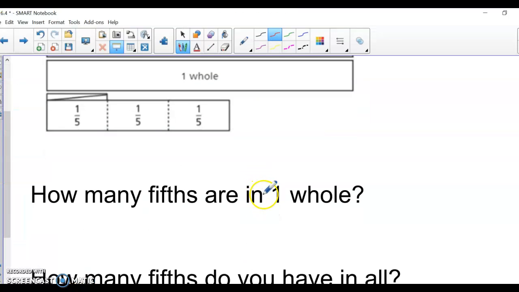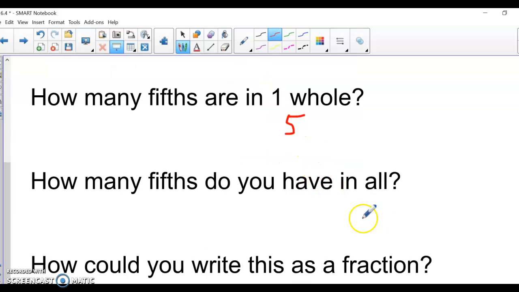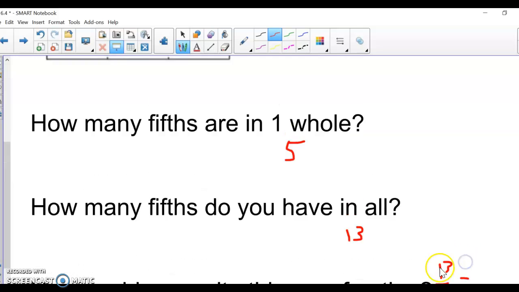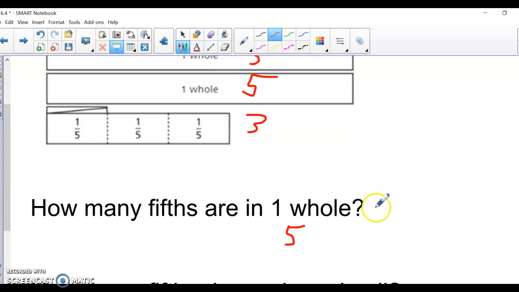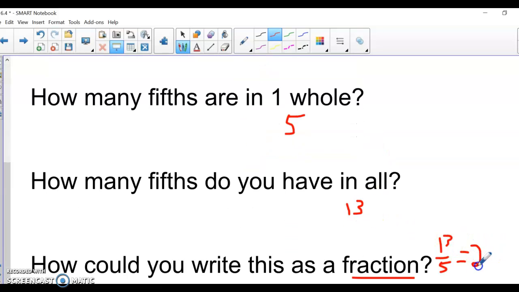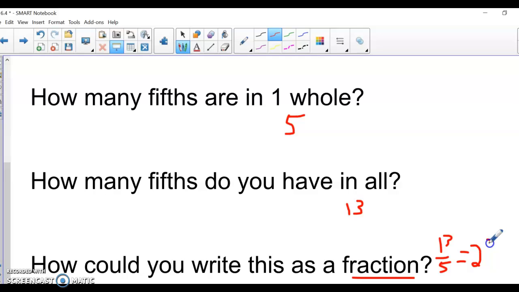And so how many fifths are in 1 whole? Well, we know that's 5. And how many fifths do I have in all? Well, this is 5, this is 5, and this is 3. So in all, I have 13 fifths, and we would write that as a fraction. We would say 2 different ways of doing it. 13 fifths, or you could say, here's 1 whole, here's another whole, so that's 2 whole. So this is the same as 2 whole strips, and then I have 3 extra fifths. So we would call that 2 and 3 fifths.